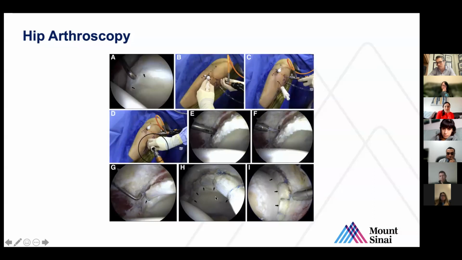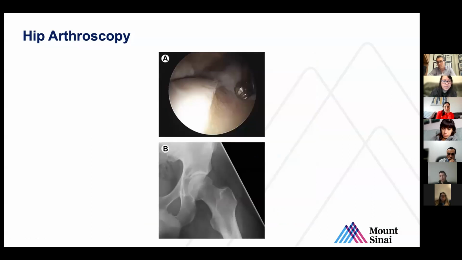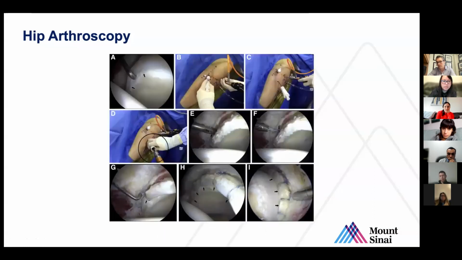So this is in traction, so you can work within the space. This is off traction, so you're just getting the relationship of your labral repair there. Do you take out the calcified labrum or just put the allograft on top of it?